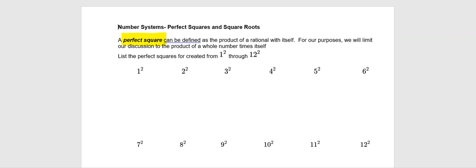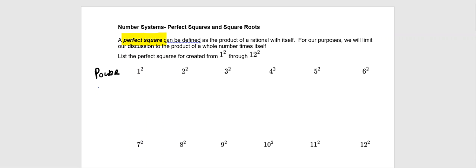So when we look at something like 1 to the second power, we should recognize that as an example of a power. It's taking a base number of 1 and we're being asked to multiply it by itself. So 1, and we read this as 1 squared, or 2 squared, or 3 squared, and so on and so forth.